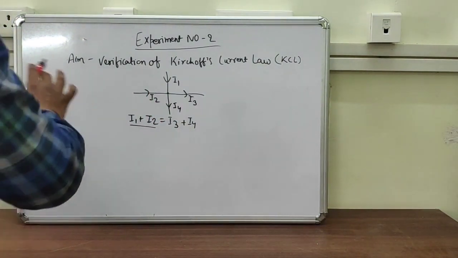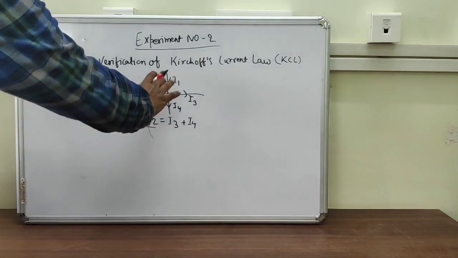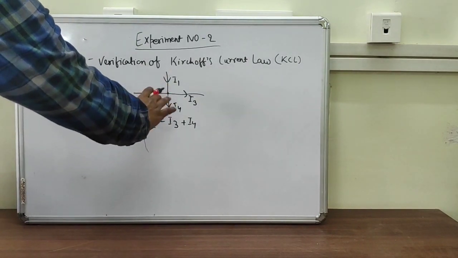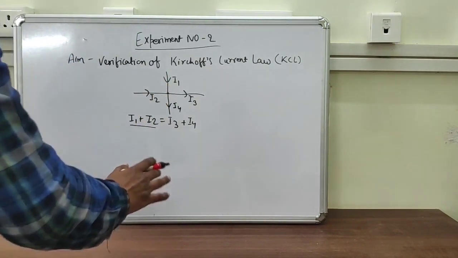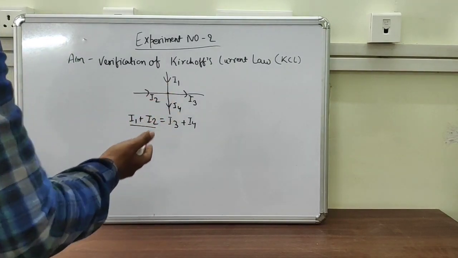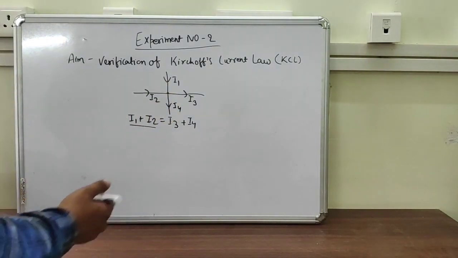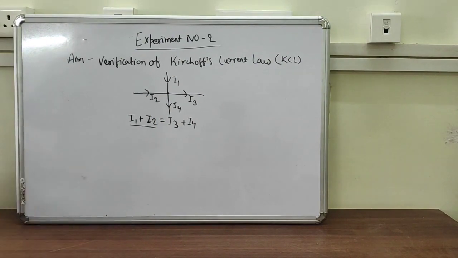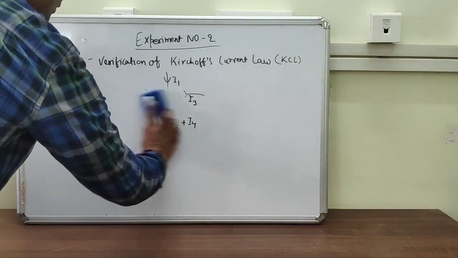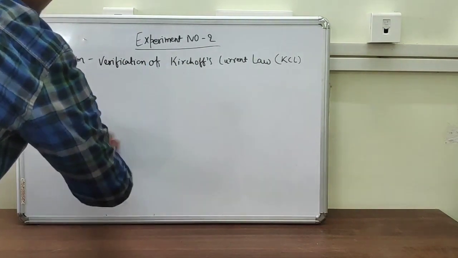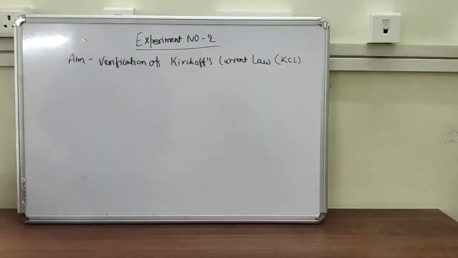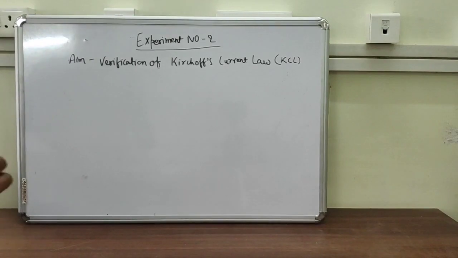The sum of all currents entering a junction is equal to the net sum of the current exiting from the junction. So now we will move on to our experiment part. I am going to brush off this whole diagram. Now I am going to write firstly what equipment is required.